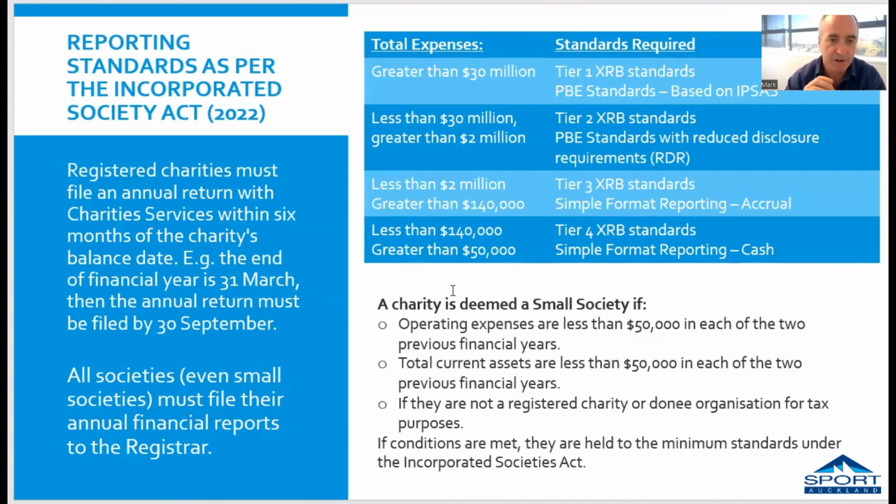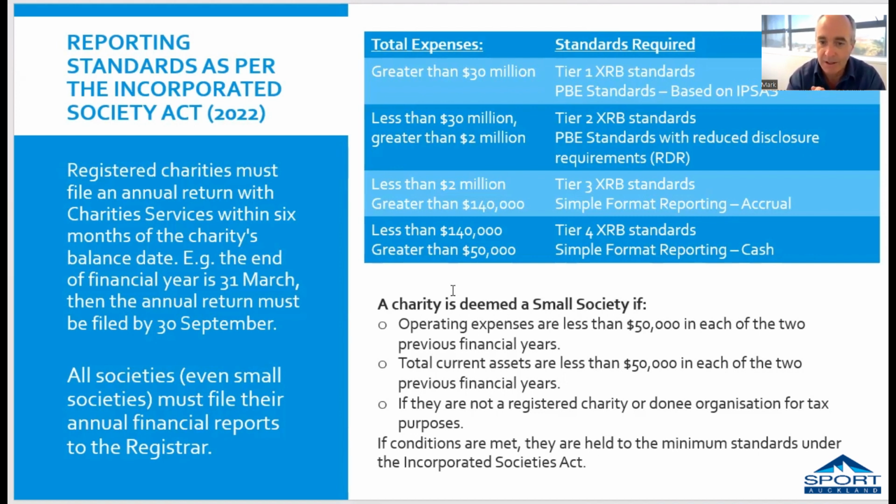Your annual accounts must be filed within 6 months of your balance date. So your balance date is your financial year end. If you have a financial year end of 31 March, they have to be filed by the 30th of September. The XRB do have templates that you can use to produce a set of accounts to the required standard. Quite a lot of work involved in putting them together. If you can afford it, my recommendation is to use an advisor like ourselves. We can do it for you as well.